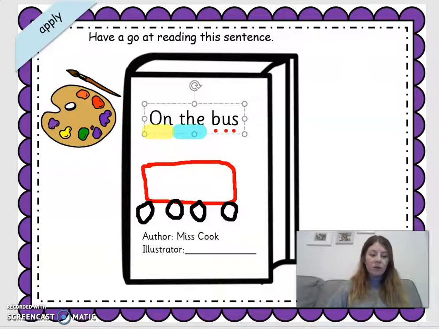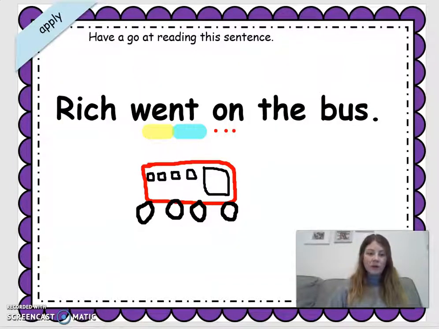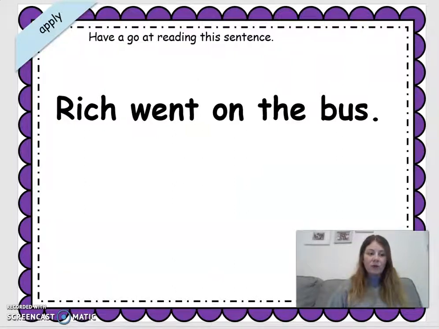And I'm going to draw some windows as well. I'm going to draw a big window for the driver. And then I'm going to draw lots of little windows for the passengers to see out of. I'm doing a single decker bus. Do you remember you can get different types of buses? There we go. So I have drawn a bus to match the first part of my story. Let's have a look at the next part. On the bus, author, Miss Cook, illustrator, drawn by me and you. So when you come on to make your book, don't forget to write your name because it will be all about your story.